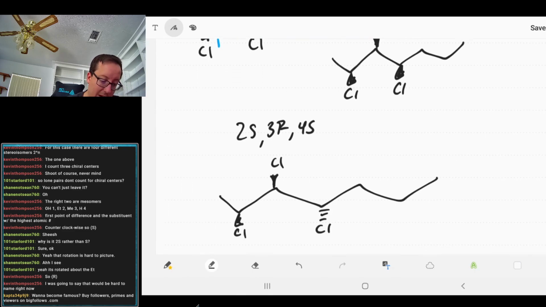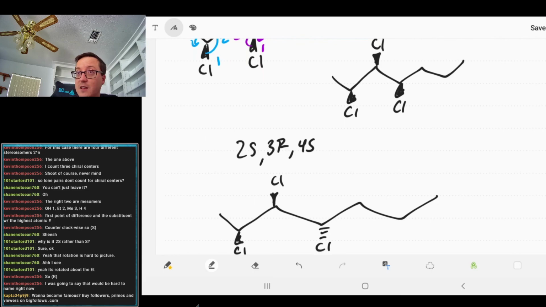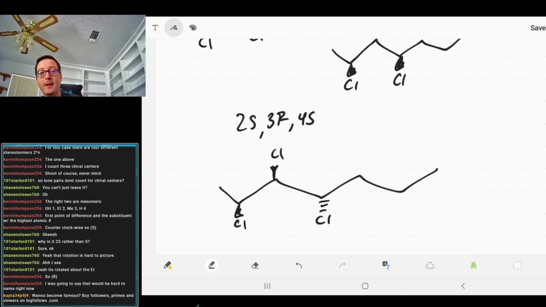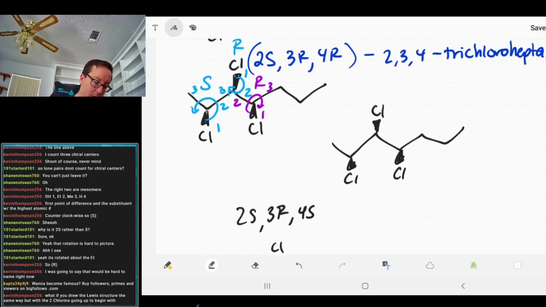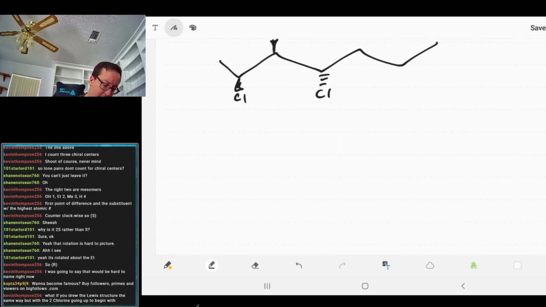And so that would be one of the diastereomers, right? I've now switched one of my centers. So this would be that one, for example. As we did this, we saw we got R. We wanted S there, so now we have to switch it to a dash. All right, and so that's what we would get there. Same way, but with the 2-chlorine going up to begin with. Okay, so like this.